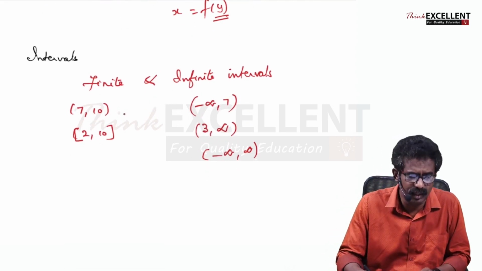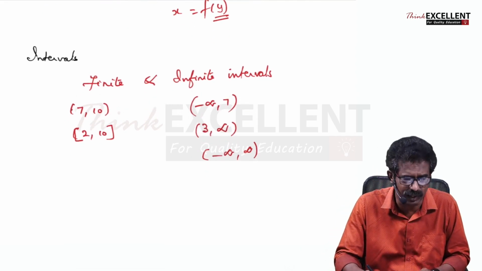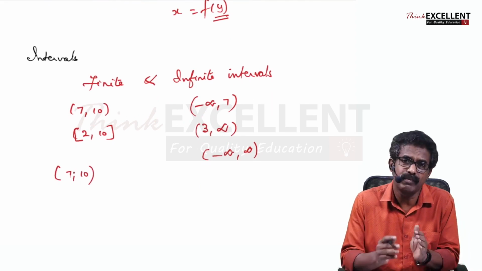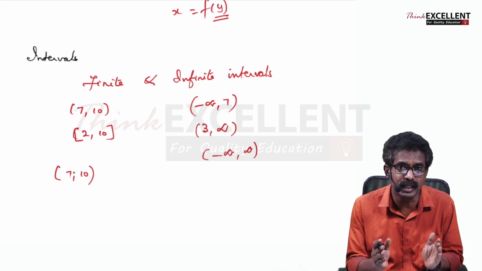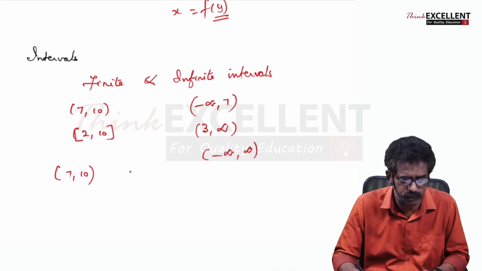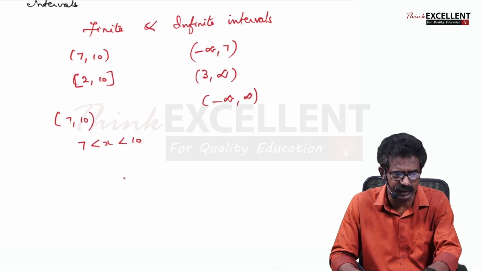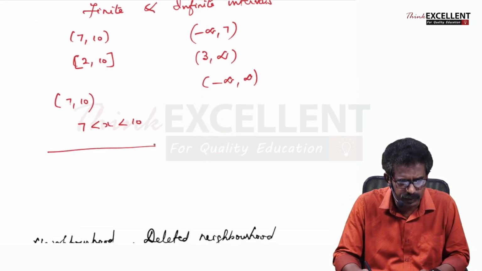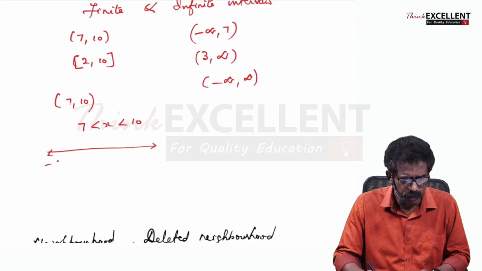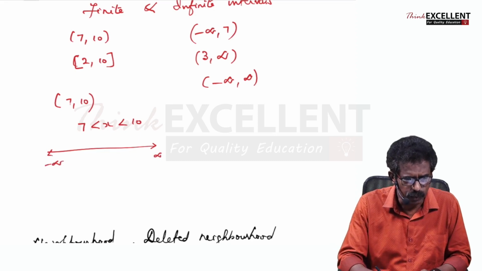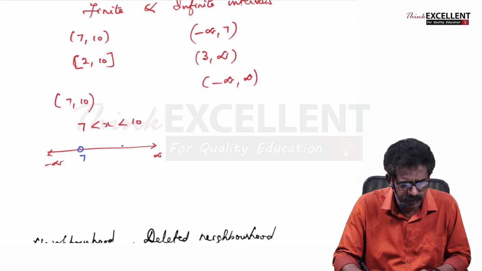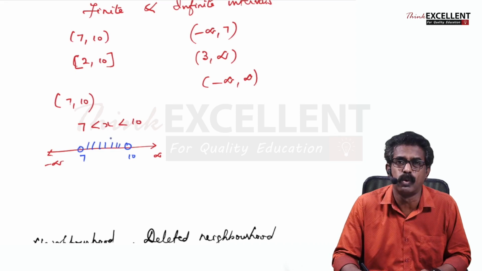Then in finite intervals, you can see closed interval and open interval. The first one is the open interval, 7, 10. What is the meaning of this? You take every point between 7 and 10, but don't take the endpoints. Endpoints are excluded. If you write it as an inequality, 7 less than x less than 10. If you draw it on the number line, minus infinity to plus infinity, we want 7 to 10. 7 is here, 10 is here, and the portion in between. So this is an open interval.